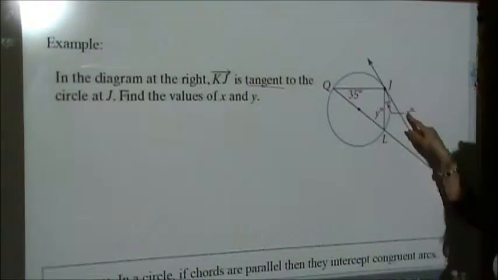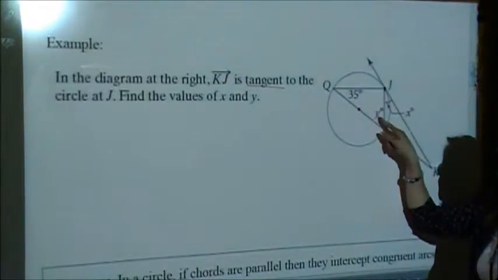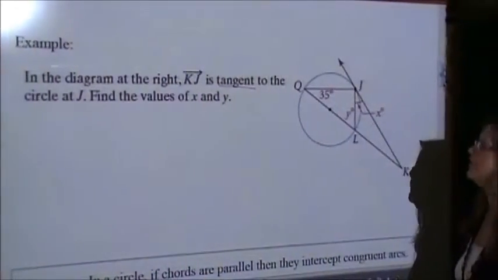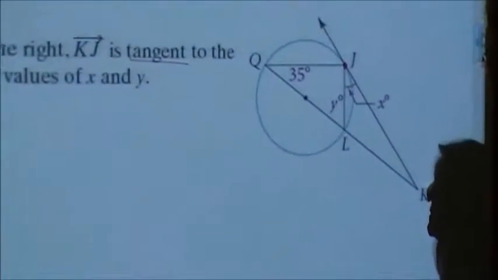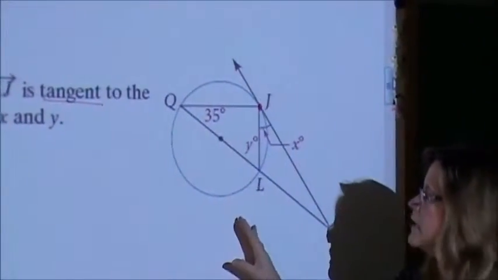We have to find the value of x, which is kind of weird. It's this angle right here. And we have to find the value of angle y. And the only thing we're given is 35. So this is a little confusing. You have to give your brains time to process what you're looking at.